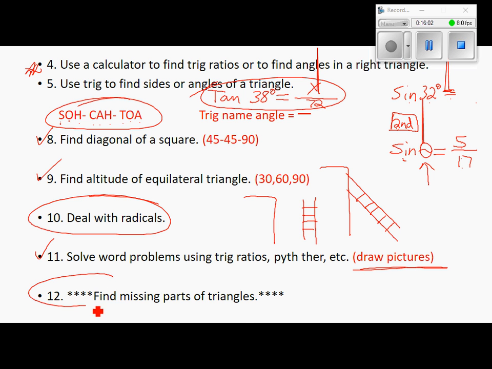And then the main part of the test, what you're going to be doing the most on the test, is finding missing parts of the triangles, either using the Pythagorean theorem or using the trig, whatever it is. So that's everything that's going to be on this Chapter 9 test. Hopefully that all makes sense, and good luck on the test.